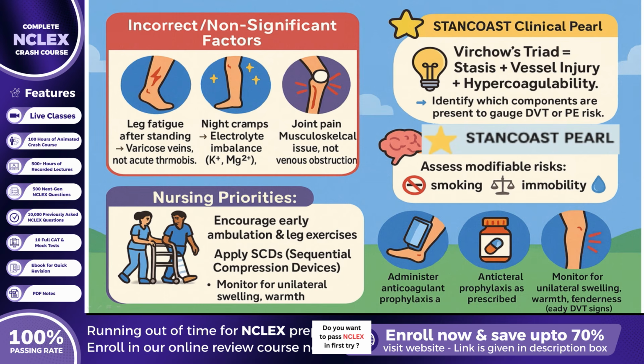For an extra Stancoast high-yield NCLEX tip, always assess preoperative clients for modifiable thrombotic risks, such as smoking, obesity, immobility, and dehydration. Nursing priorities include promoting early ambulation, applying sequential compression devices, administering prophylactic anticoagulants as prescribed, and monitoring for warning signs like unilateral swelling, warmth, and tenderness. By staying alert to these subtle yet critical indicators, nurses can prevent life-threatening post-operative complications and ensure safer surgical recovery outcomes.